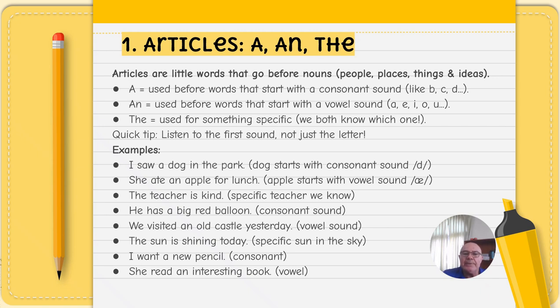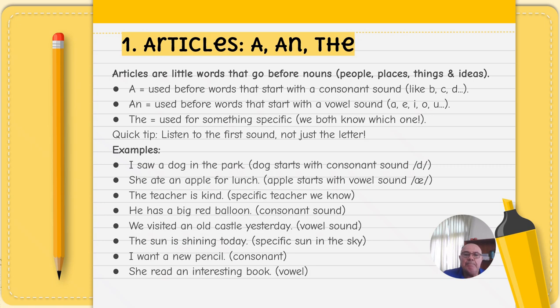Here are a few examples. I saw a dog in the park. Dog starts with the consonant sound D, so it is a dog. She ate an apple for lunch. Apple starts with a vowel sound, A, so it's an apple. The teacher is kind. Specific teacher, we know, so it is the teacher.